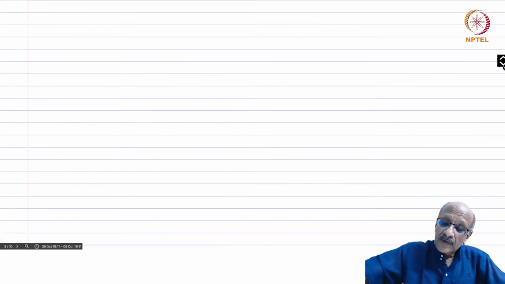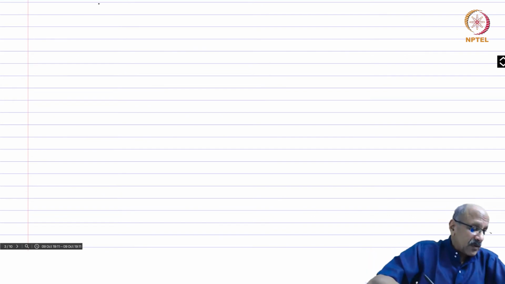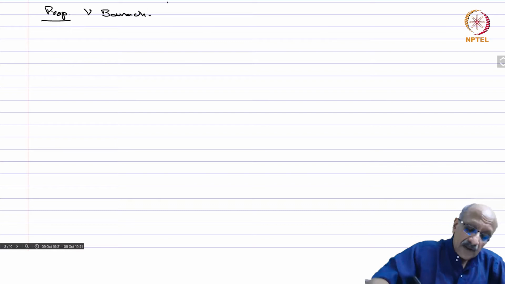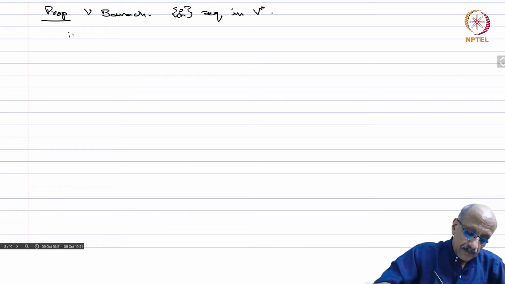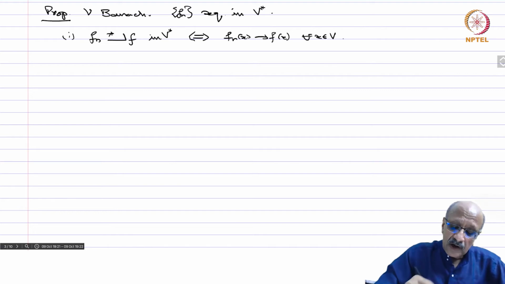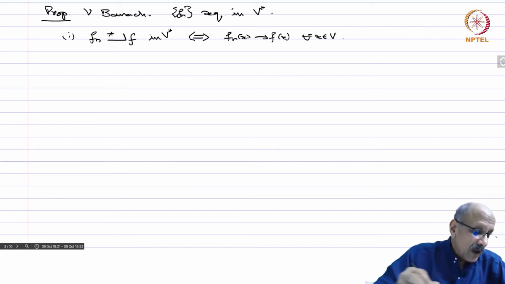You can do it yourself because it's exactly like we did the previous proposition. So, proposition. V Banach, fn a sequence in V star. 1. fn weak star converges to f in V star if and only if fn of x converges to f of x for every x in V. One way is obvious; for the return, you just look at the pointwise neighborhood system and you will get this.